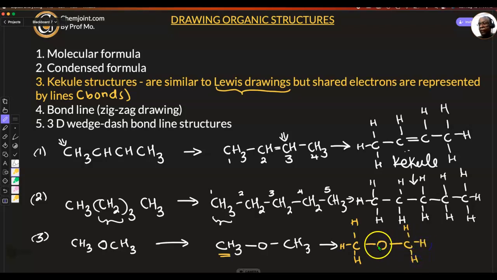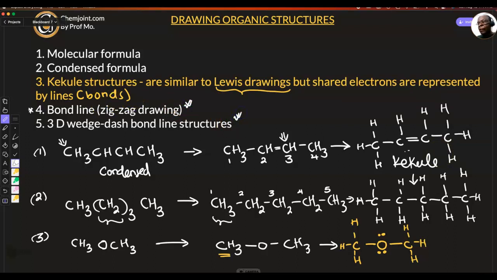Now because we have an oxygen here that doesn't show to have a charge, I have to complete the octet state by including its lone pairs. That is the Kekule. Now you realize here we are failing to show the geometry and bond angles. That leads us to the zigzag drawing. So once you know the condensed and you know how to get the Kekule, you should be doing the zigzag, which is the most common way of drawing organic structure, zigzag and 3D drawings.